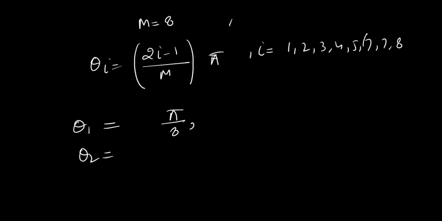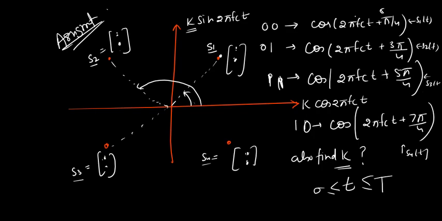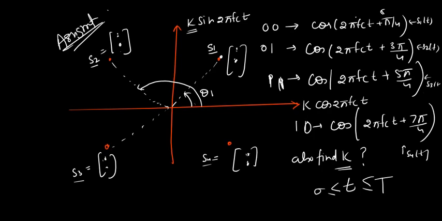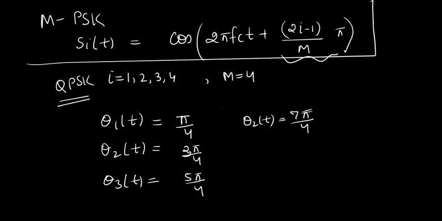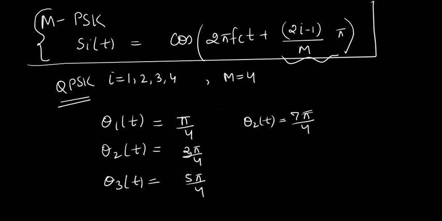theta 2 would be, you understood my point what I am doing? This is your theta 1, this is your theta 2, this is your theta 3, and so you are having 4 different phases to represent each of these points, right? What are the distinguishing factors? Theta 1, theta 2, theta 3, theta 4. Right? So you can also write like this. So in general you can write like this. In general any M-PSK can be written like this.